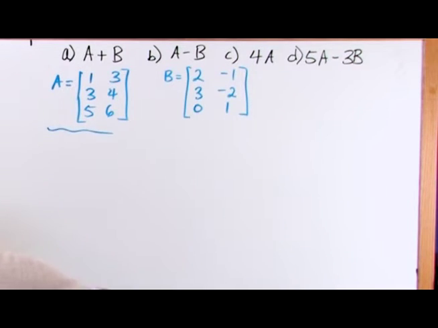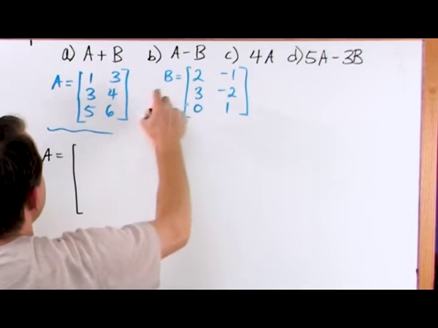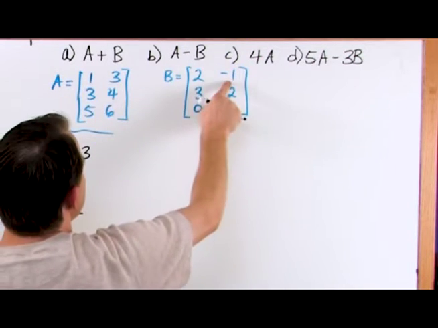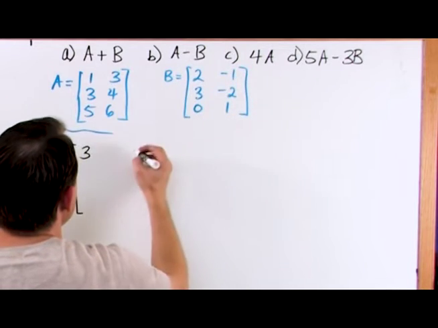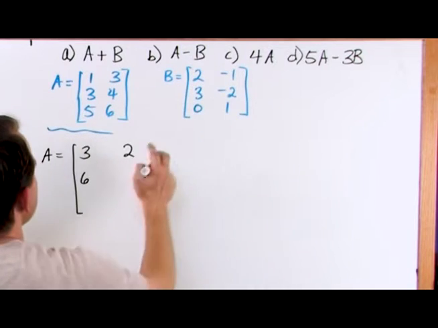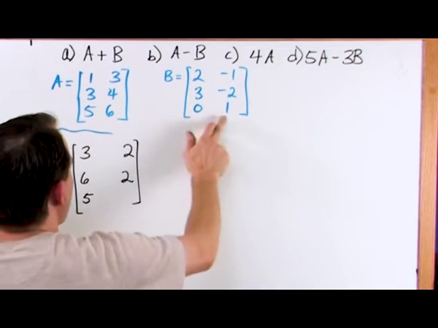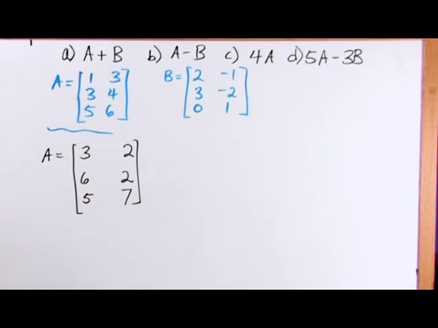To add them, it's very simple. You write your brackets down and go element by element, with the corresponding element over here. 1 plus 2 gives me 3. 3 plus -1, or 3 minus 1, gives you 2. 3 plus 3 gives you 6. 4 minus 2 gives you 2. 5 plus 0 gives you 5. And 6 plus 1 gives me 7. Literally, it's nothing magical. You're going element by element and adding the corresponding elements. There's not many steps to show, but that's exactly what you're doing.